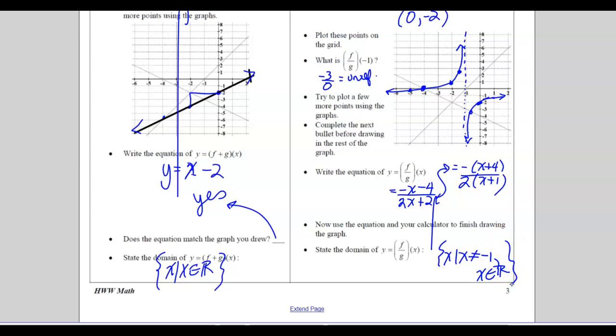And just so you know, because I've learned more that you will learn next year as well, the horizontal asymptote would actually be -1/2. But for right now, you don't need to know that, right? We're not going to ask you the range. Okay?